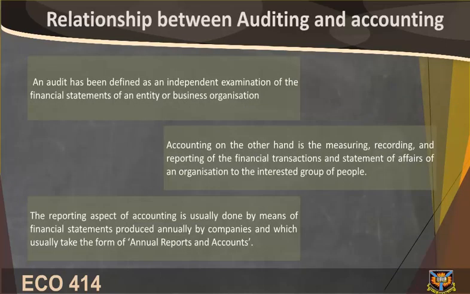Relationship between auditing and accounting. An audit has been defined as an independent examination on the financial statements of an entity or business organization. Accounting, on the other hand, is the measuring, recording, and reporting of the financial transactions and statements of affairs of an organization to the interested group of people. The reporting aspect of accounting is usually done by means of financial statements produced annually by companies, and which usually take the form of annual reports and accounts.